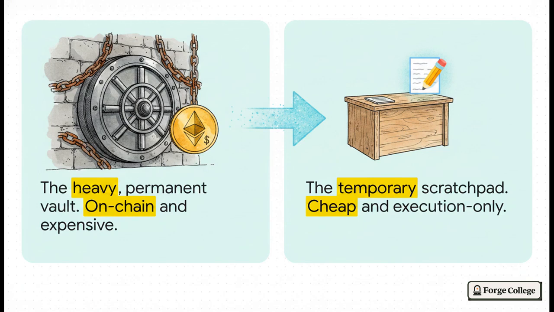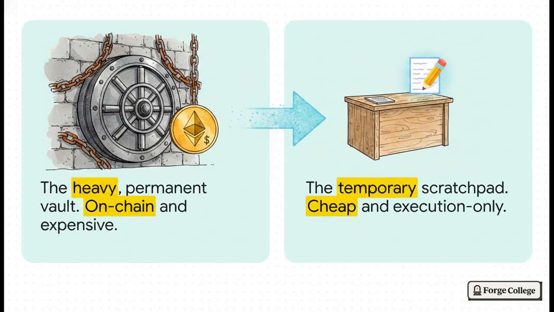Storage is the heavy, permanent vault. It's on-chain, it is very expensive, and it is strictly where our state variables live. Memory, however, is like the temporary receptionist scratchpad. It's cheap, it only lasts for the duration of the execution, and it is absolutely perfect for read-only operations.